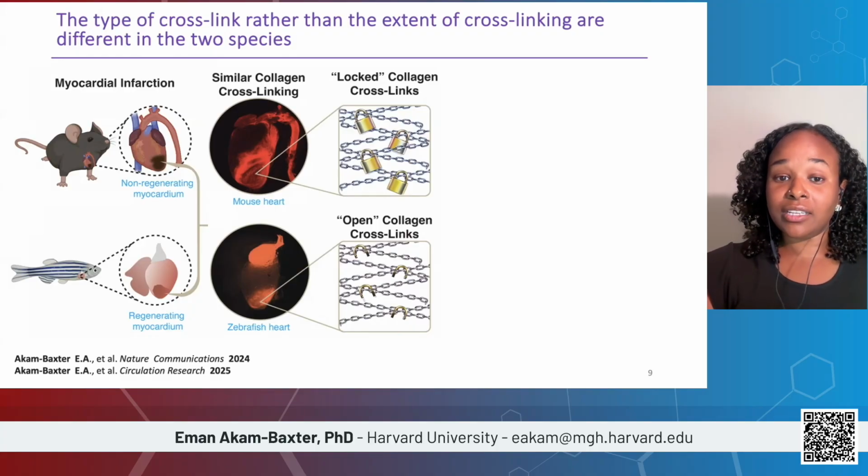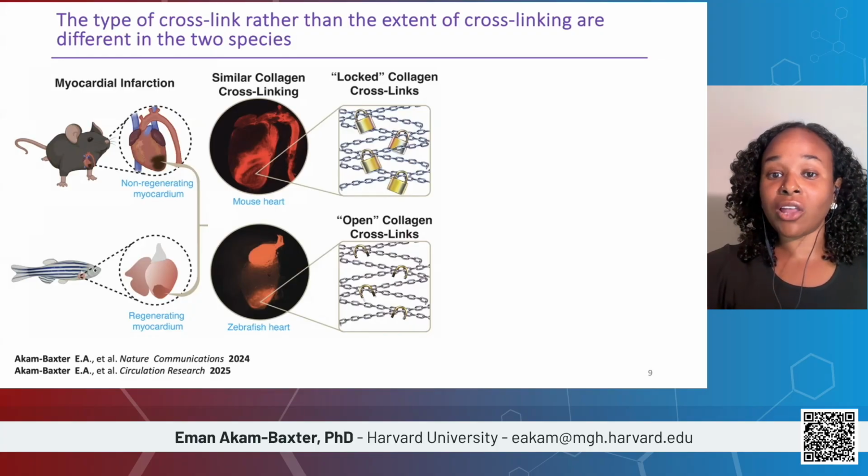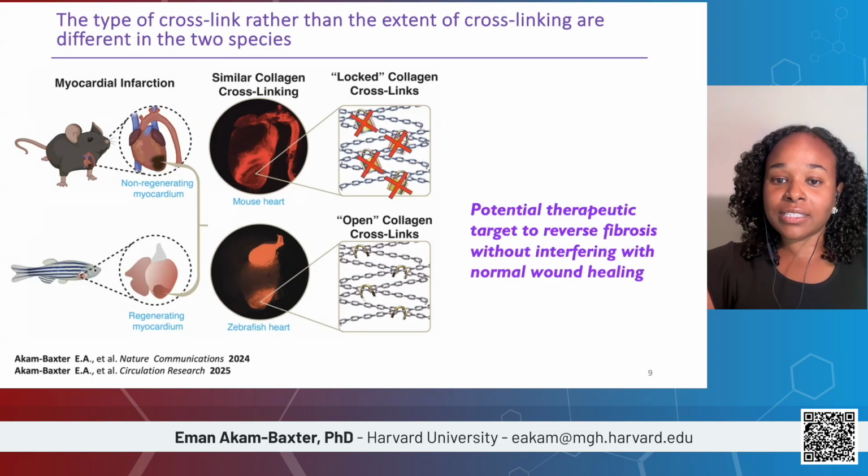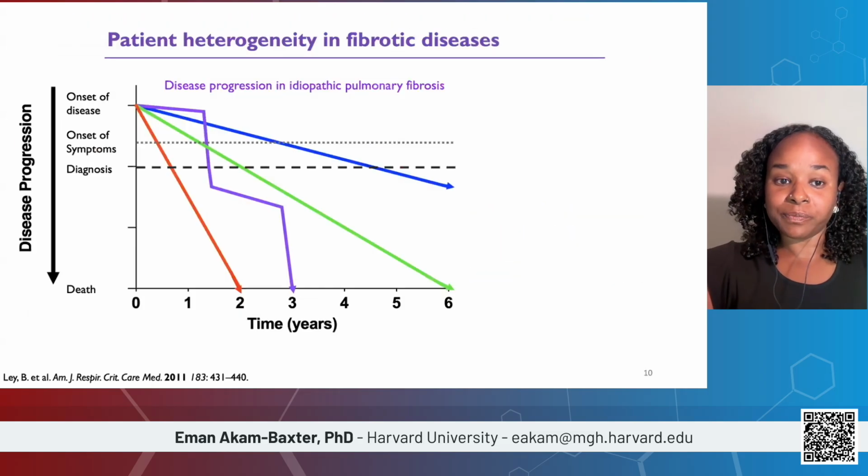And the collagen in the permanent scar of the mouse is locked into place, whereas in the zebrafish, it's cross-linked, but those cross-links are open. And so we're now pursuing this as a potential therapeutic target, where we're trying to inhibit formation of those locks without interfering with normal wound healing. So that's an area of research that I'm exploring now.